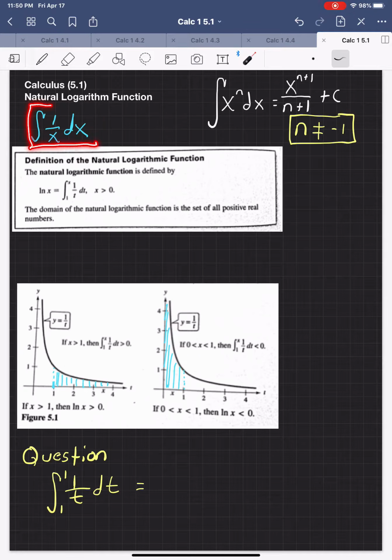asking a simple question. What if you wanted to integrate 1 over x with respect to x? Well, you may begin by noticing, well, I can rewrite 1 over x as x to the power of -1, and then proceed to my integration.